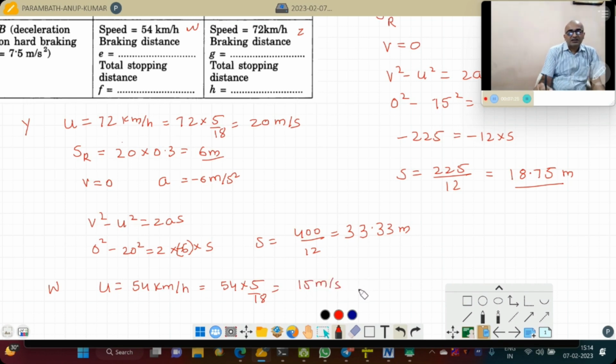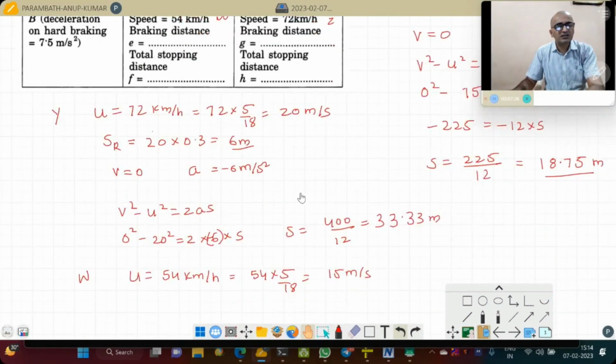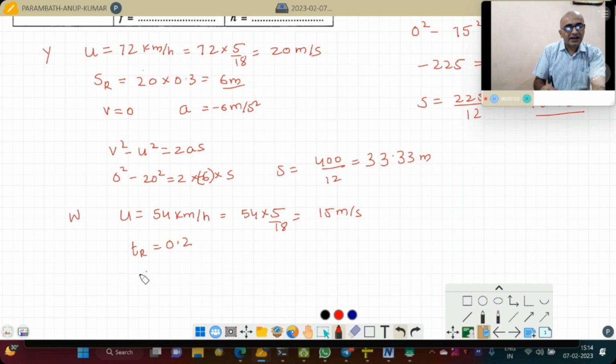The reaction time of the driver, the first driver, you already know it, is 0.2 seconds. So I can say that T reaction is equal to 0.2 seconds, and reaction distance SR is equal to 15 into 0.2, that is 3 meters.